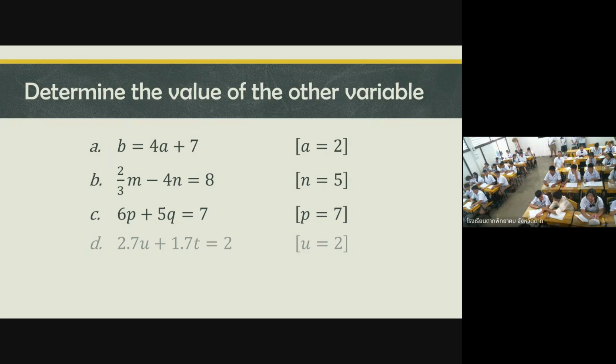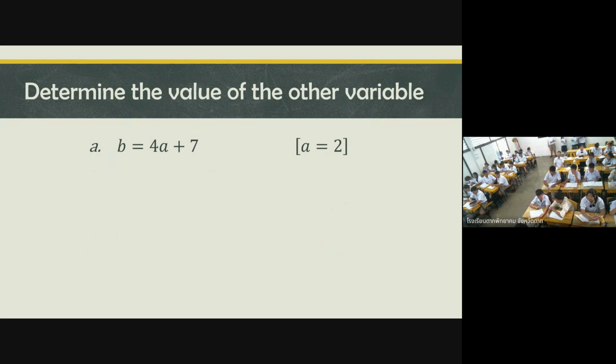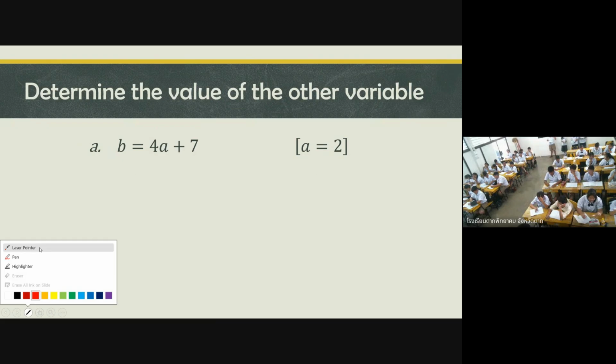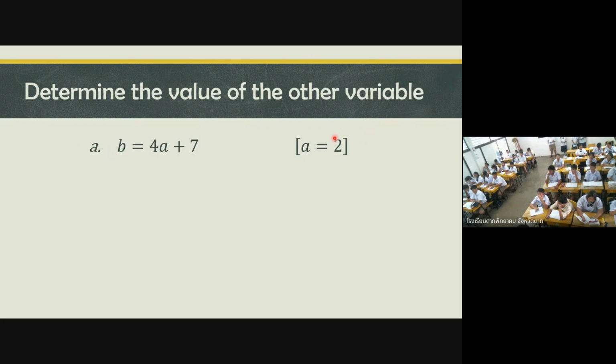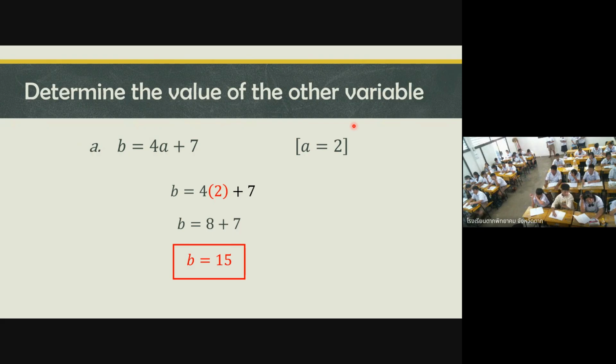So for number one, let's check this one. We have b is equal to 4a plus 7. As you can see, the given value of the variable is a, which is equal to 2. Since there is a value of a, we're going to look for b by substituting this value of a into our equation. So we're going to have 4 times 2 plus 7. And what is 4 times 2? That is 8. 8 plus 7, that would be 15. Meaning, if a is 2, b is equal to 15.